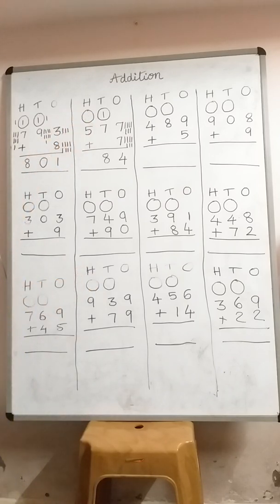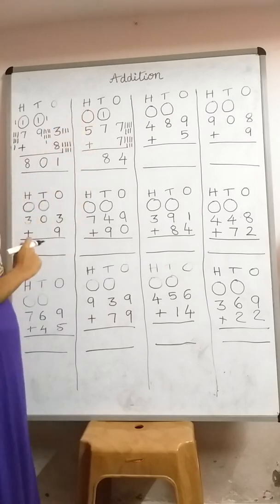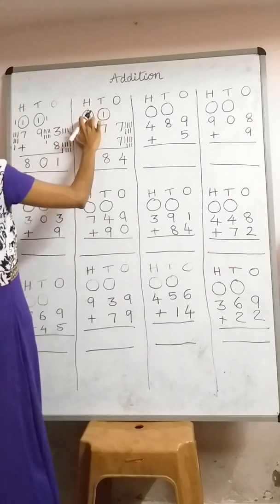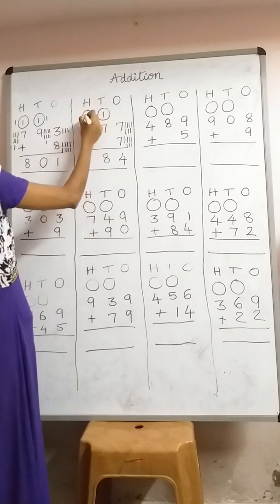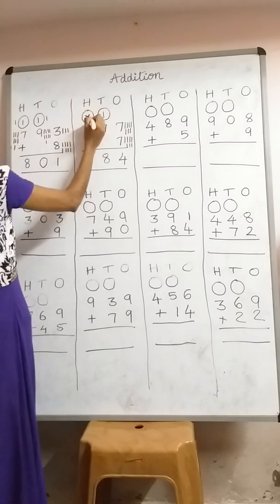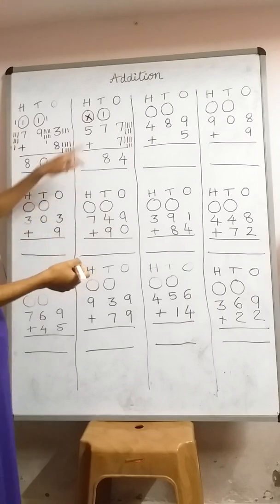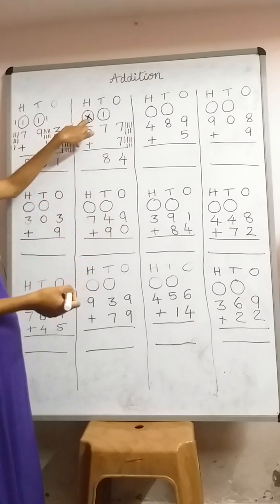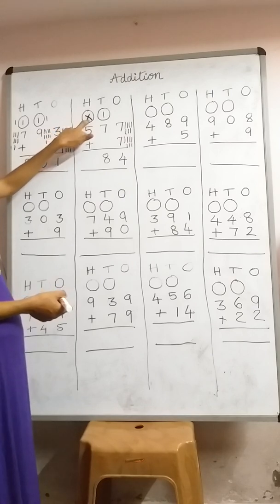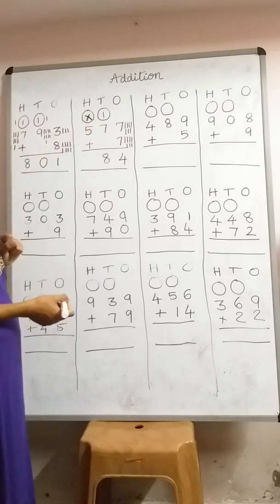You cannot write any number at the hundreds place. You can put 0 here, or else you can just cross this circle. Why do you cross this circle? Because you will understand there is no number in the carry number and the tens place. So you can just cross this circle.